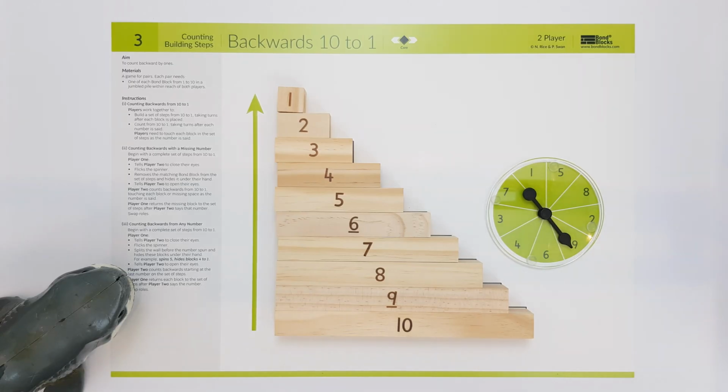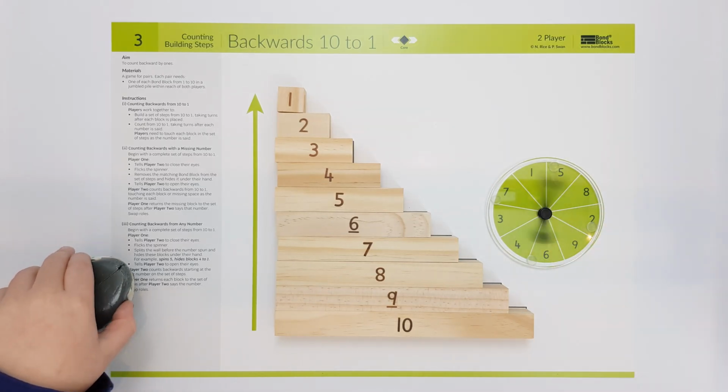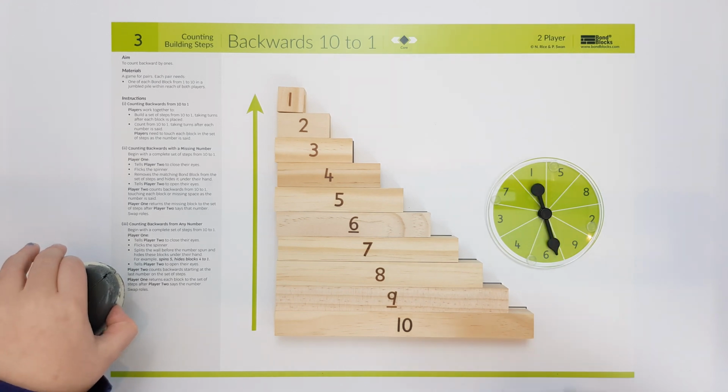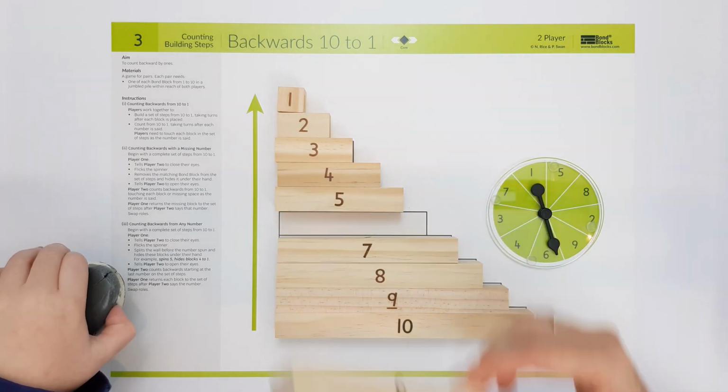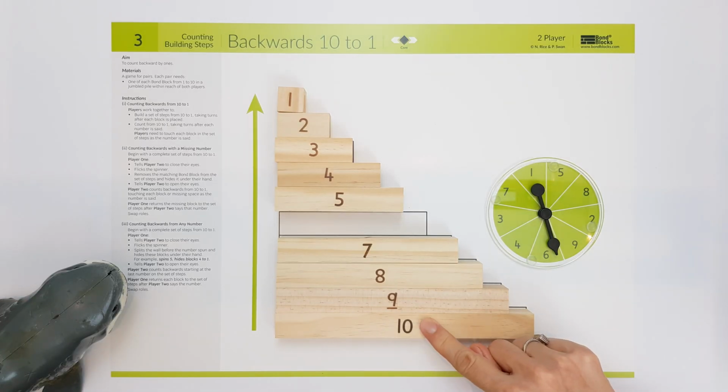Okay. So we're going to count backwards with a missing number. So Joshua, you close your eyes. I'm going to spin the spinner and remove that block. Open your eyes. Now can you count backwards, touching as you go?